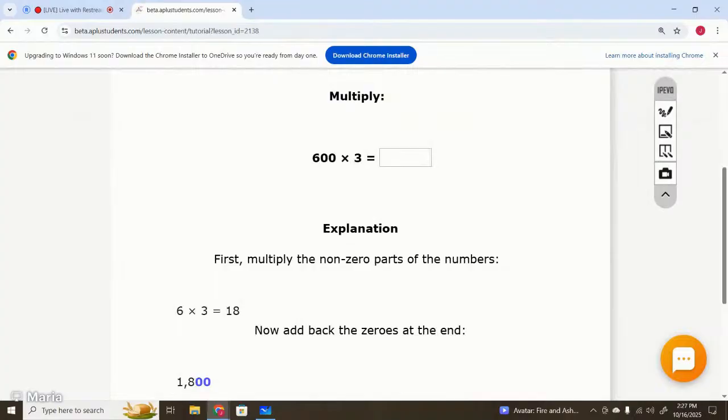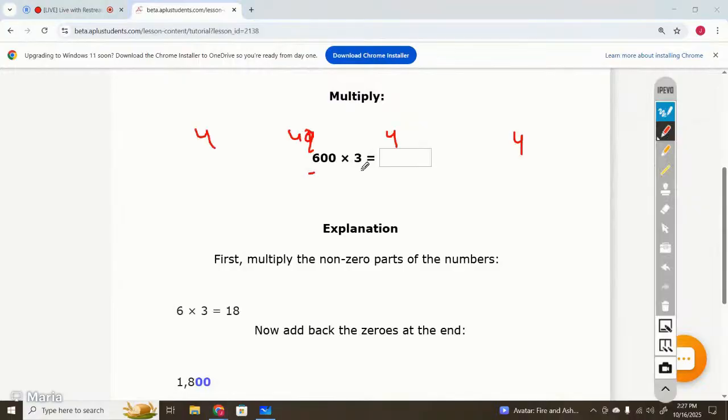Numbers that are ending with 0 are very easy. You just have to multiply the non-zero values, the numbers that are not 0, like in 600. So you have to multiply 3 times 6, right? So we know that 3 times 6 is 18. You need to add the number of zeros later.